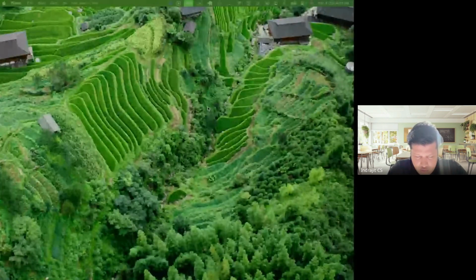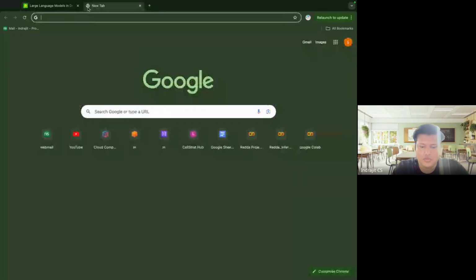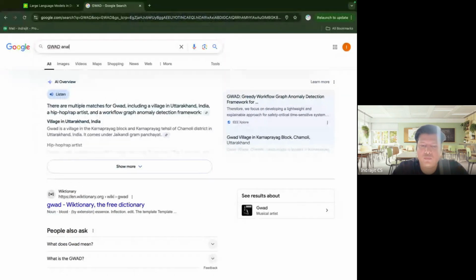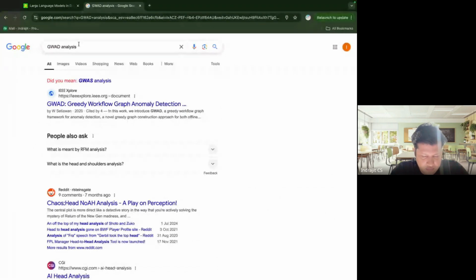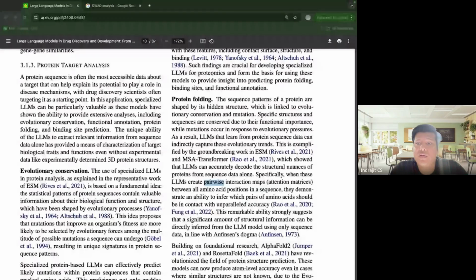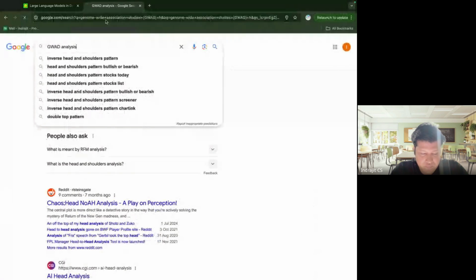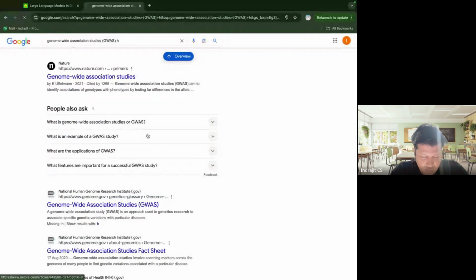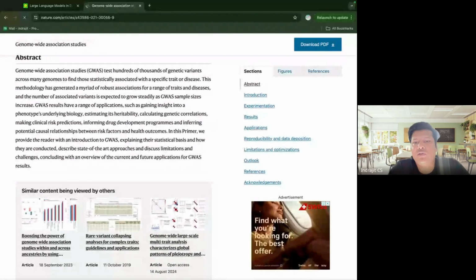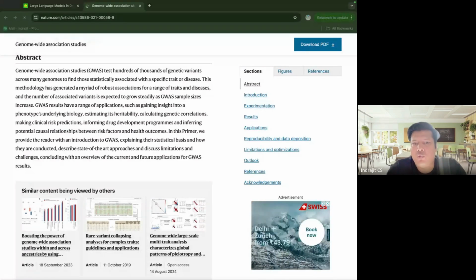If I show you GWAS, one second, I should write it completely here. Genome-wide association studies. Yeah, so this study is done mostly on animals and plants, and it is a very good base to understand the sequence and linkage between different genes.